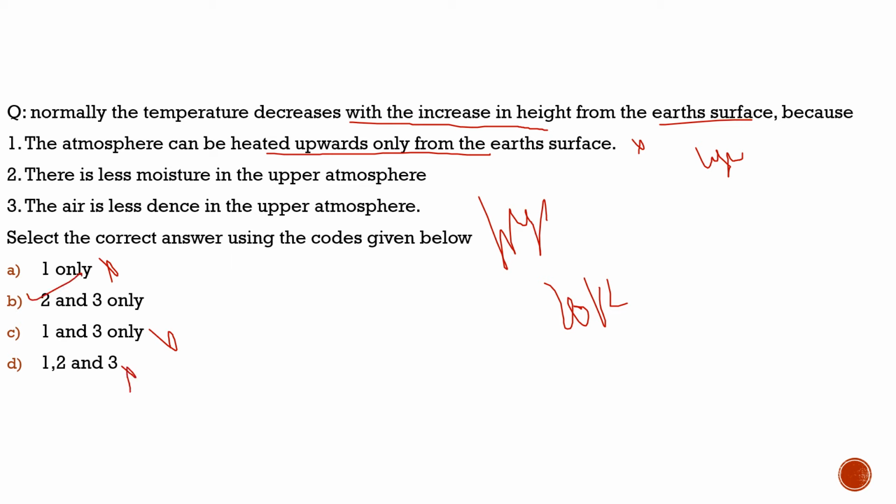What is the second statement? There is less moisture in the upper atmosphere, 100% correct. Third statement, the air is less dense in the upper atmosphere, 100% correct. So with respect to this question, the correct statements would be statement 2 and statement 3.